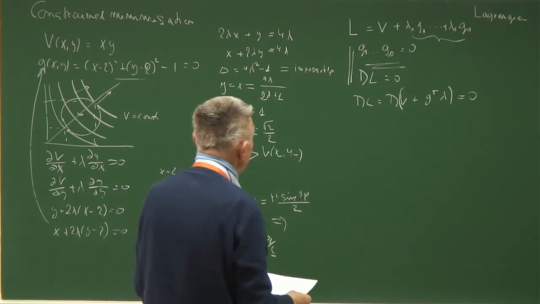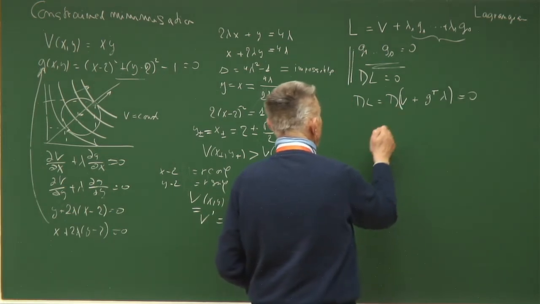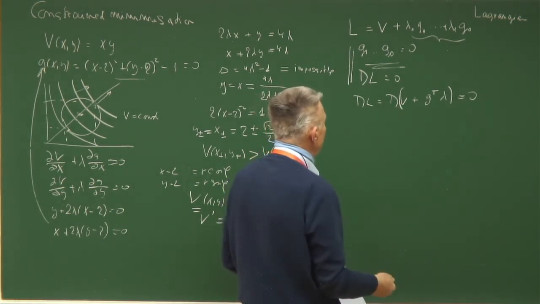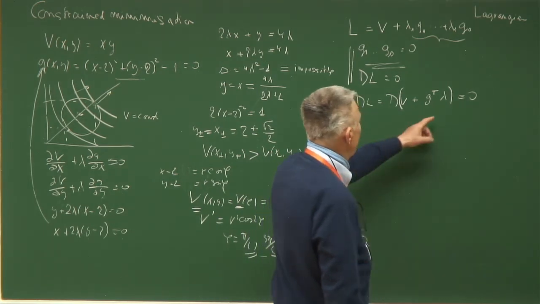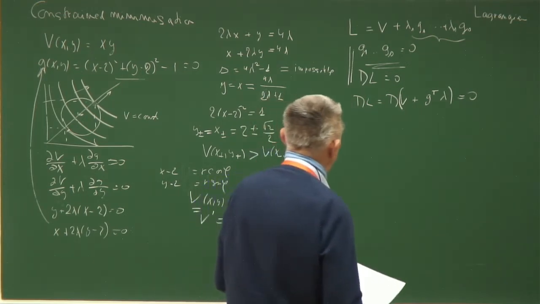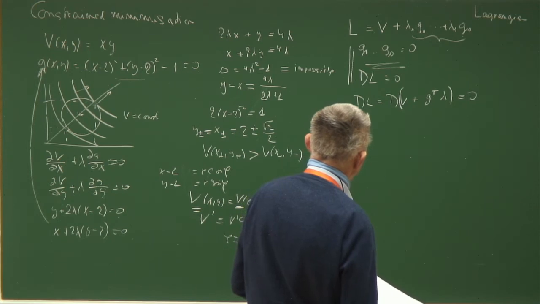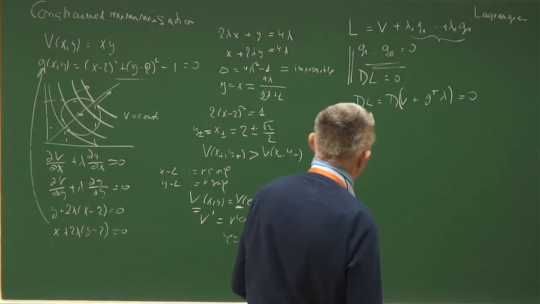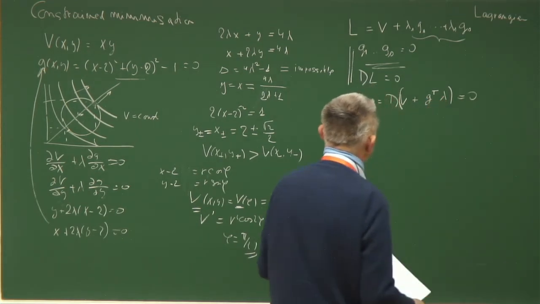So what does that mean? Well, that means that the gradient of the function is parallel to a linear combination of gradients of g_i.